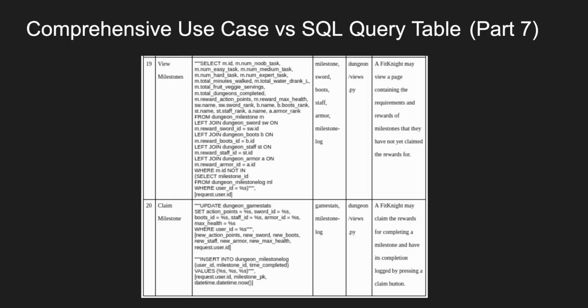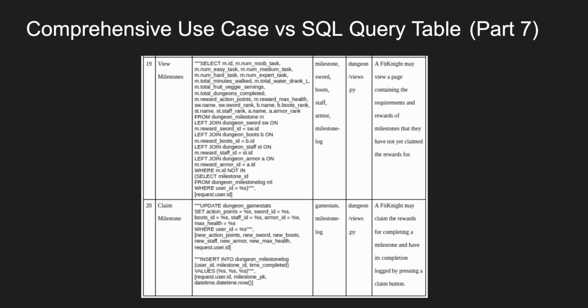The View Milestones and the Claim Milestone use cases are next. So I briefly mentioned those before, but a Fit Knight is able to view milestones, which have requirements such as completing 5 easy level quests, completing 5 medium level quests, or walking like 500 minutes. And all of these will reward the user with further rewards beyond the tasks and the daily quests. So this will give them more action points, but it also gives them other bonuses such as improved armor, improved weapons, and improved health points.